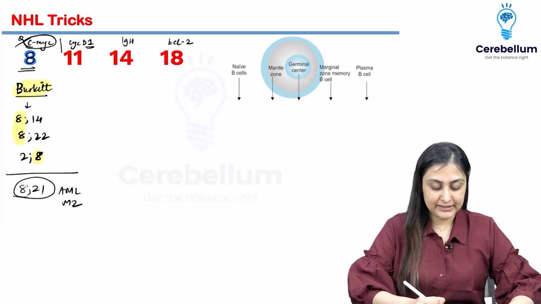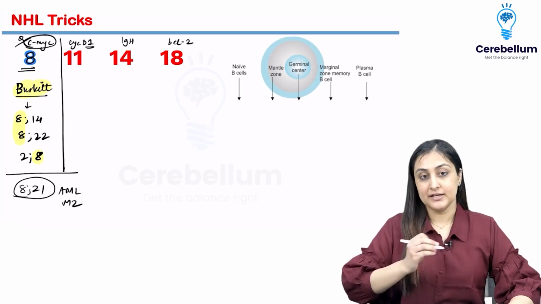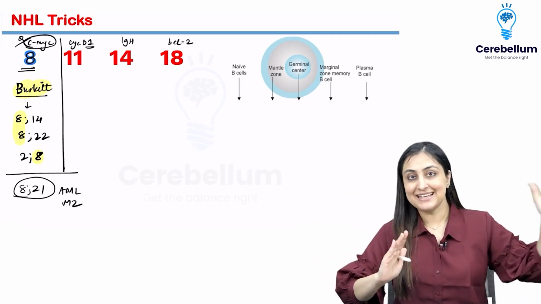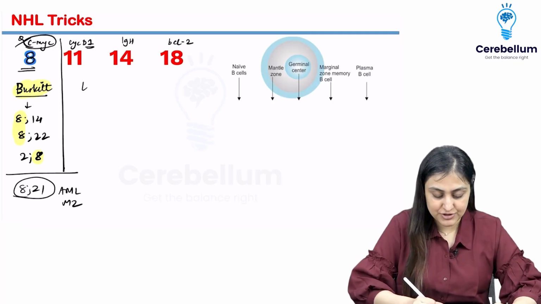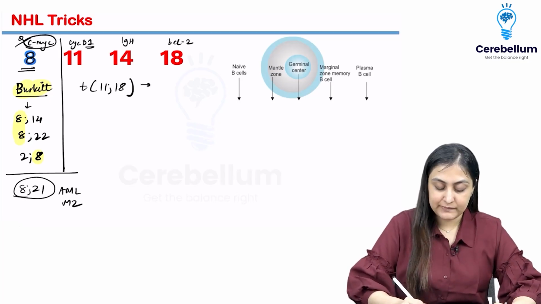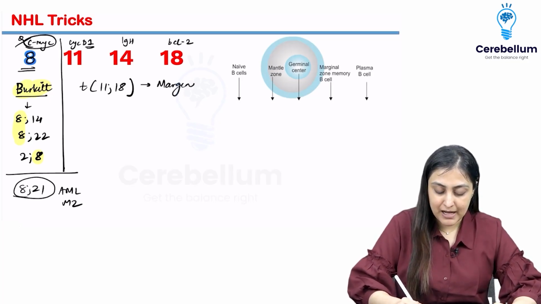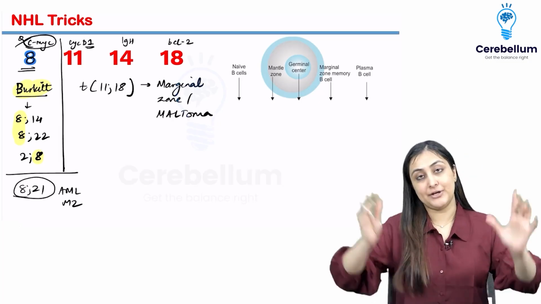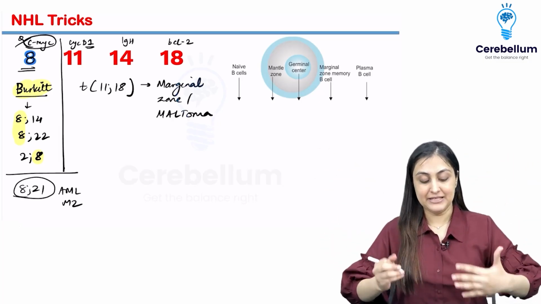So now we've already done the easiest, which is Burkitt. Now take these three numbers together. What are the two margins? 11 and 18 are the two margins, right? So remember T11, 18. What is this? When we've taken the two margins, this is marginal zone lymphoma, also known as maltoma. So this is marginal zone or maltoma, taking the margins T11, 18.